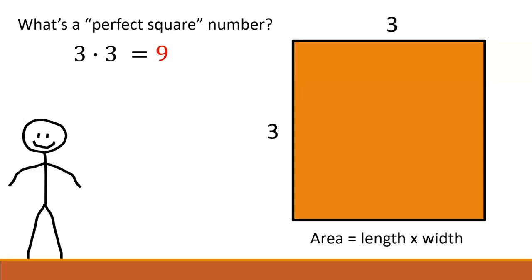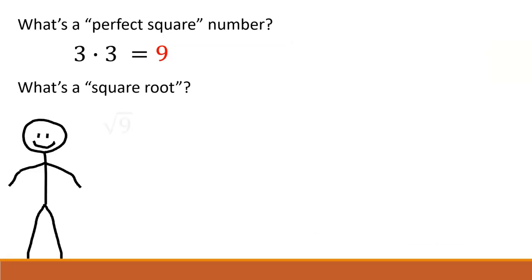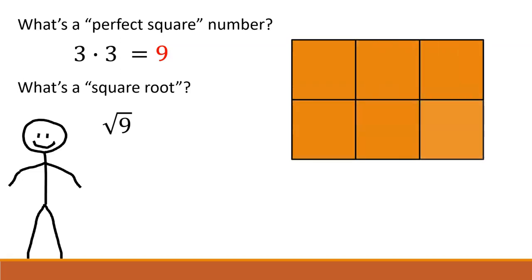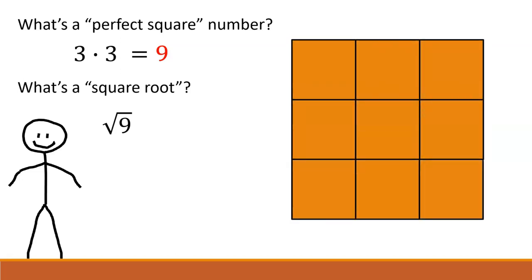Does that make sense so far? Okay, good. So now let's talk about what a square root is. It's related to a square. What if we want to know what the square root of 9 is? What that means is we're going to take 9 unit squares and arrange them to make a larger square. And if we do that, we'd like to know the side lengths of the larger square. Since the side lengths are 3, the square root of 9 is 3.